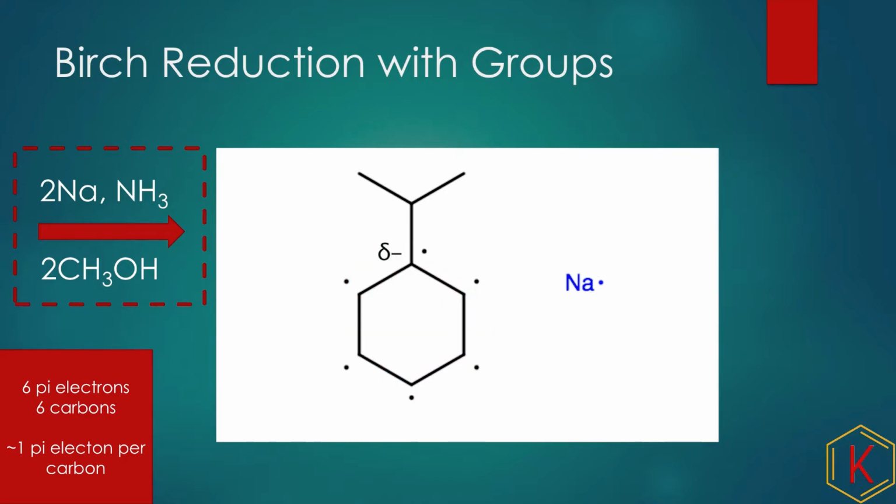Okay, what if we don't know this? What if we don't have the map? How do we rationalize this? All right, well, we have a negative electron on sodium, and we've of course got that partially negative carbon at the top of the ring.